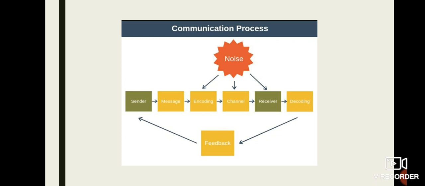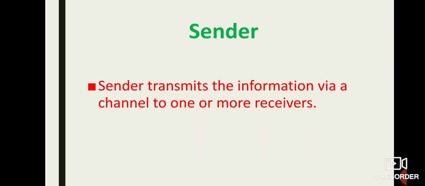So the first step is the sender. We can say source; another name for sender is source. The sender is the most important element of the communication process. The sender transmits the information via a channel to one or more receivers.